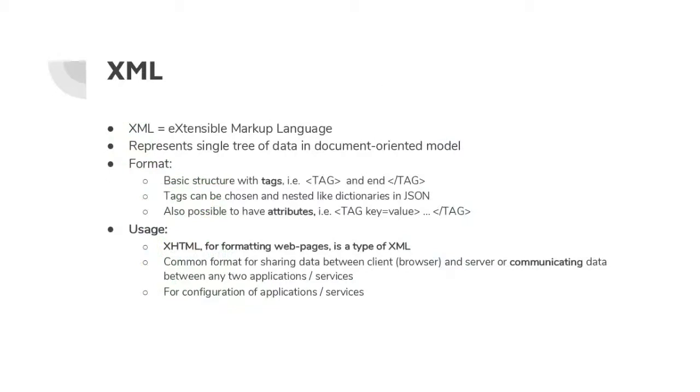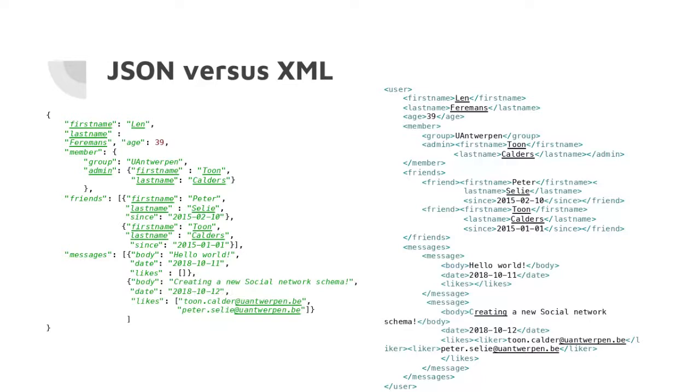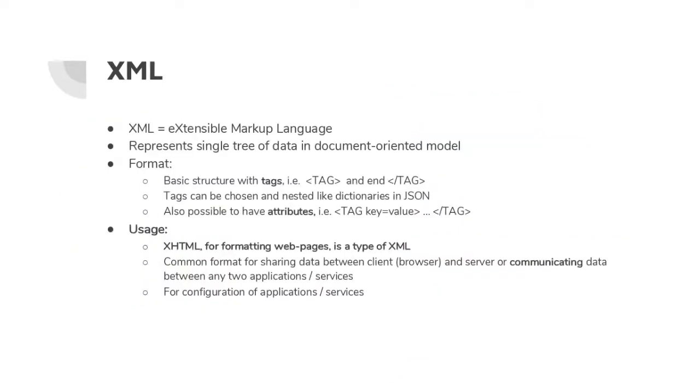So XML stands for Extensible Markup Language. You represent a single tree of data in the document-oriented model. So you have the basic structure with tags, and they always must close. So every tag you open, at the end of the content of that tag, you close it again. The text can contain anything, so you choose it yourself. So here I have the text user, first name, age, member, group, but you can invent your own text for any scenario. It's also possible to have attributes, so that's just a different way of writing information. Within the tag, within the brackets, you can have a key equals value kind of notation.